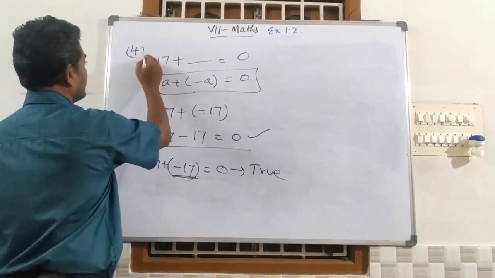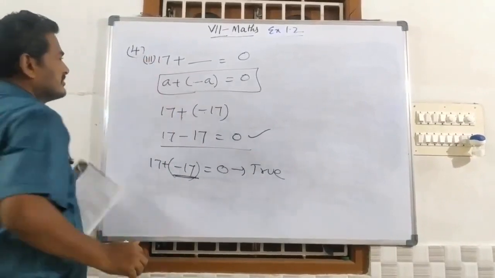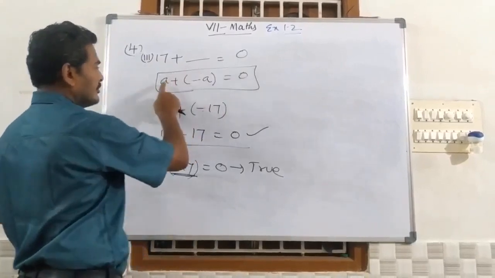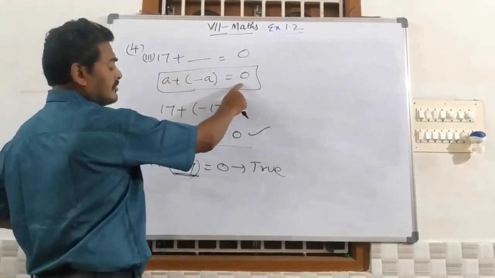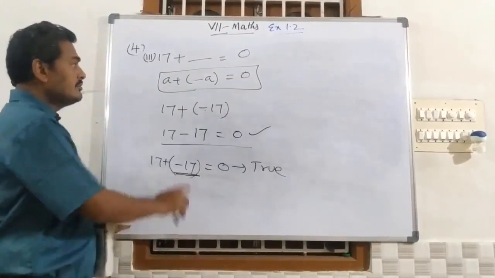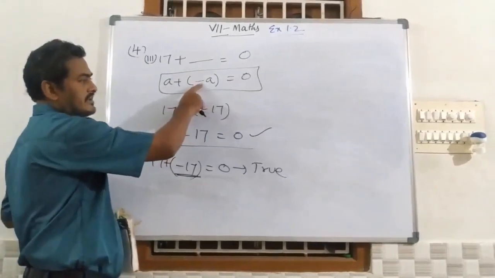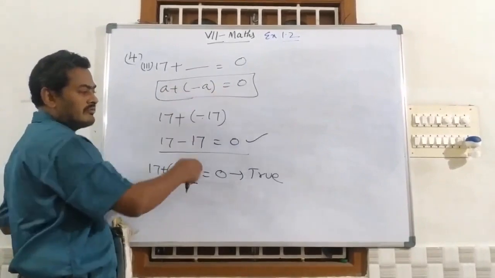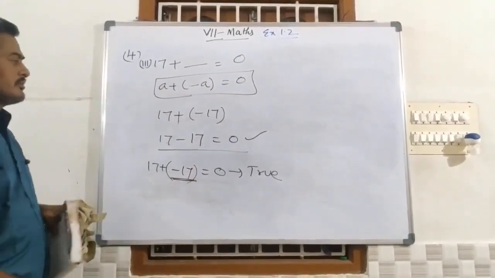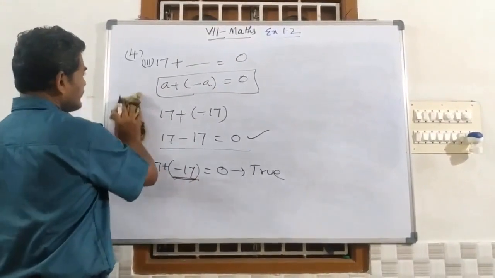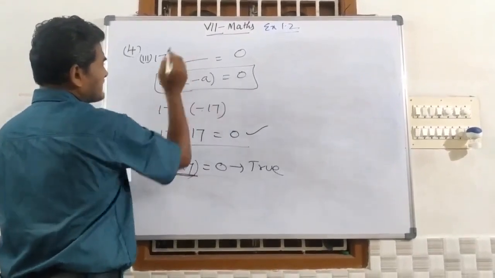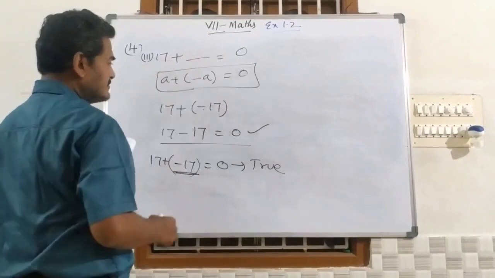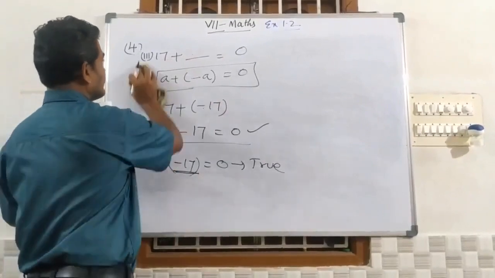This is question number 3. What are they asking? 17 plus dash equal to 0. A plus minus A equal to 0. Additive inverse. We already discussed this in the properties. So for which value can we add here? Minus 17. A number and the negative of a number give the answer 0. So like this we can do this sum.